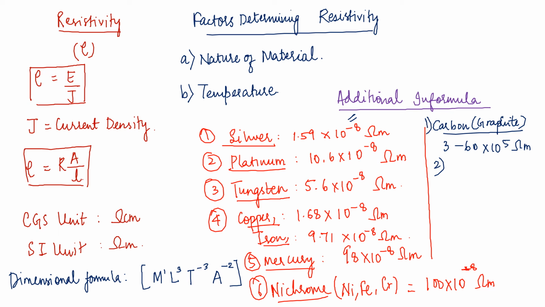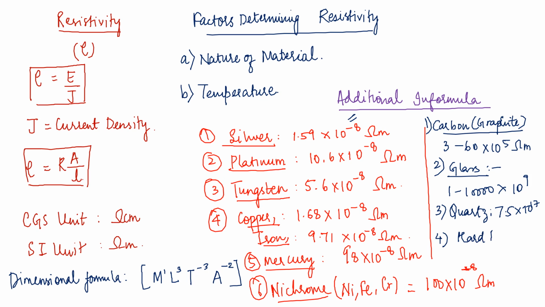Now second is glass. Glass is also an insulator having resistivity 1 to 10,000 into 10 to the power 9. Then quartz, having a resistivity of 7.5 into 10 to the power 17 ohm meter. And the last one, hard rubber, having a resistivity in the range of 1 to 100 into 10 to the power 13.